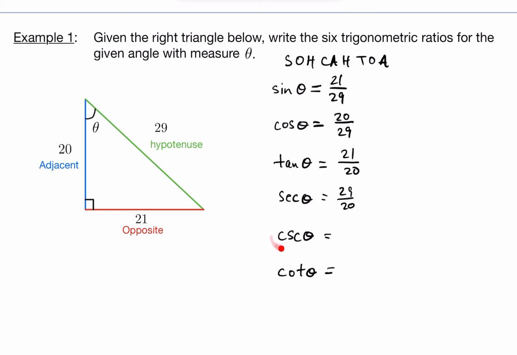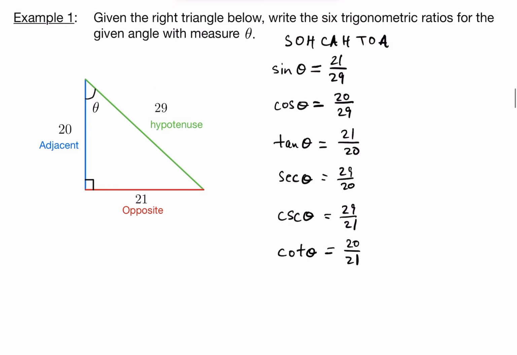Then let's go to the cosecant. Cosecant is the inverse of the sine of theta. So all we need to do is flip this around. So this becomes 29 over 21. And then lastly, cotangent of theta is the inverse of tangent of theta, which means we just need to flip these around. So then cotangent of theta here is going to be 20 over 21. Okay, so here are the 6 trigonometric ratios for example 1. Let's go ahead and go on to example number 2.